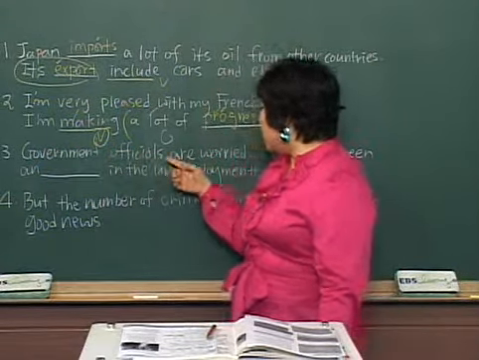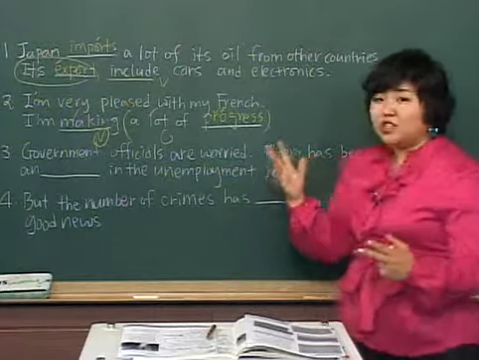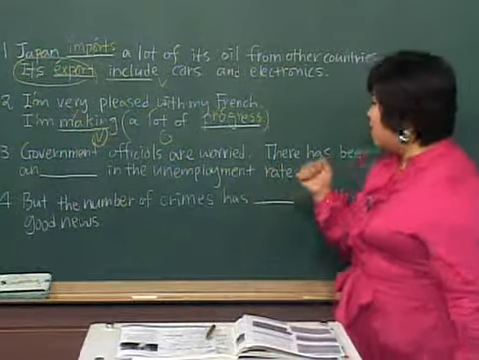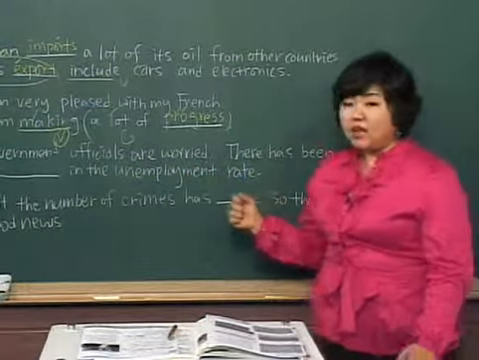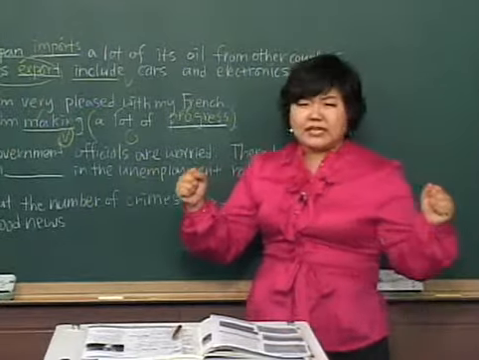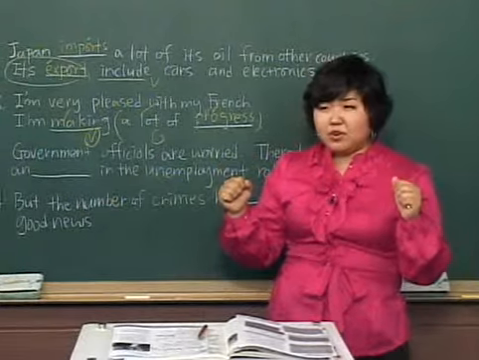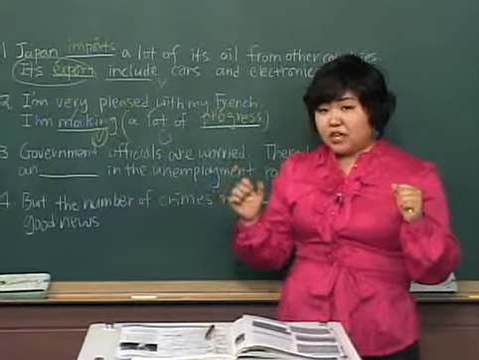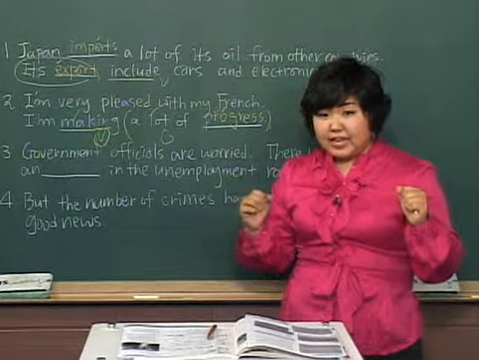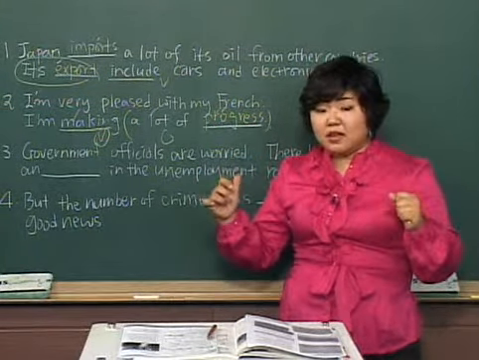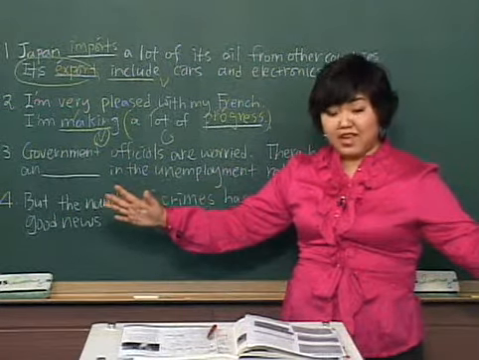Government officials are worried. 정부 관료들이 걱정하고 있어요. They're worried. Why? Something bad happened in the nation, right? What would that be? There has been something negative in the unemployment rate. Well, unemployment rate, what is that? In Korean, that's a 실업률. Okay? When it comes to 실업률, which is better? Increase or decrease? Well, if there is like an increase in unemployment rate, there'll be more people on the street who lost their jobs. Yeah, that's right.